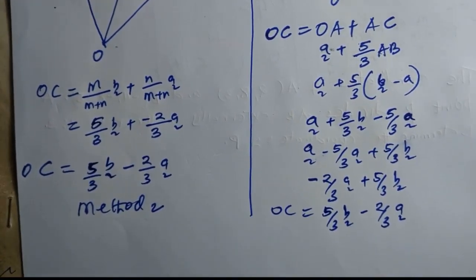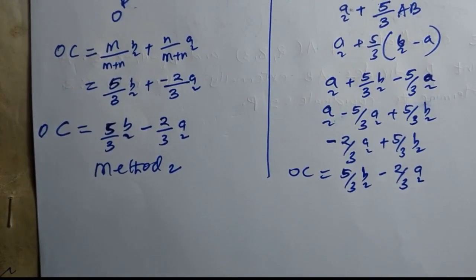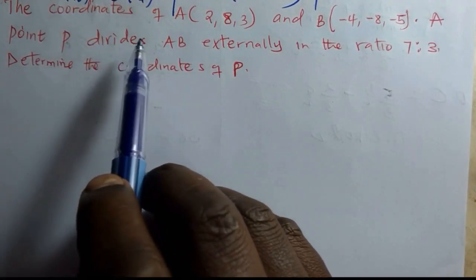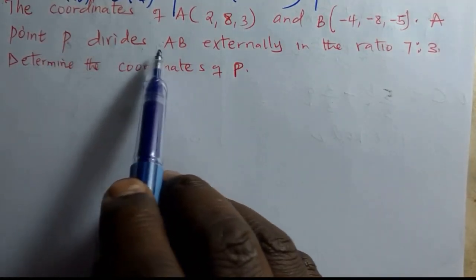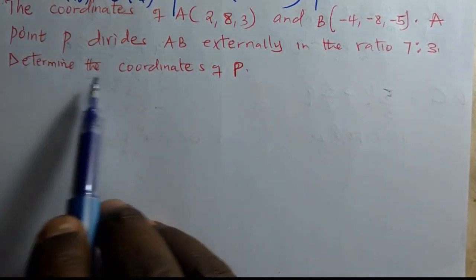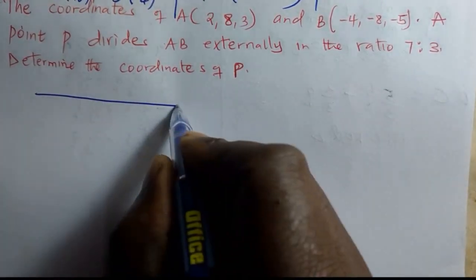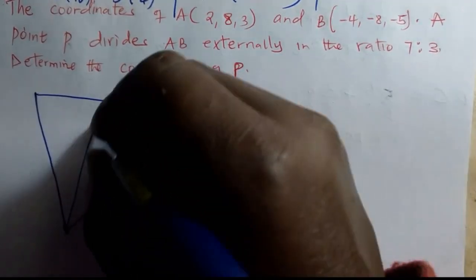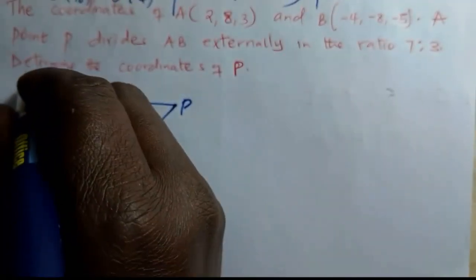As we do more examples, you will be able to see what we are saying. The coordinates of A, this, and B, this one. A point P divides AB externally in the ratio 7 to 3. Determine the coordinates of P. Sketch. So this is B, this is P, and this is A.